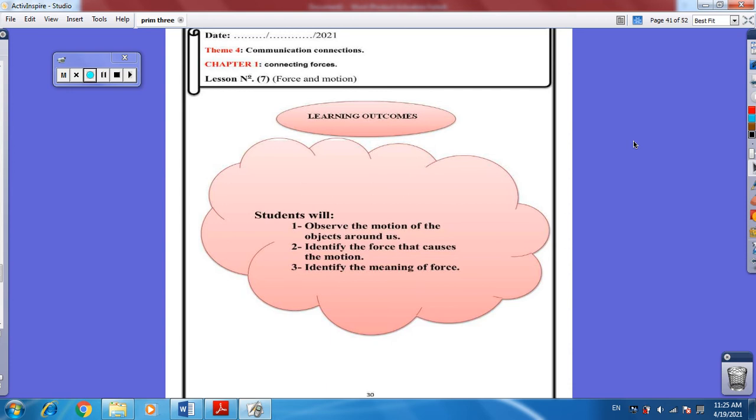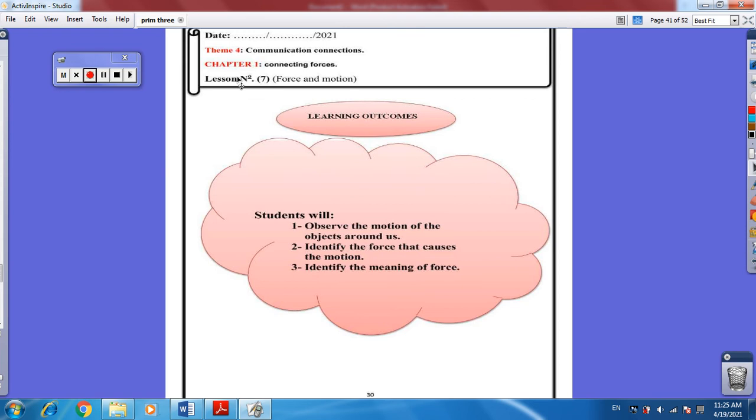By the end of the lesson, the student should be able to: number 1, observe the motion of objects around us; number 2, identify the force that causes the motion; number 3, identify the meaning of force.